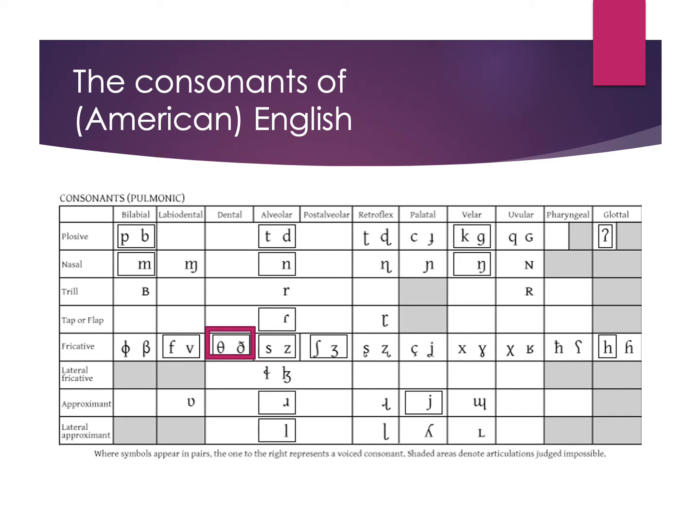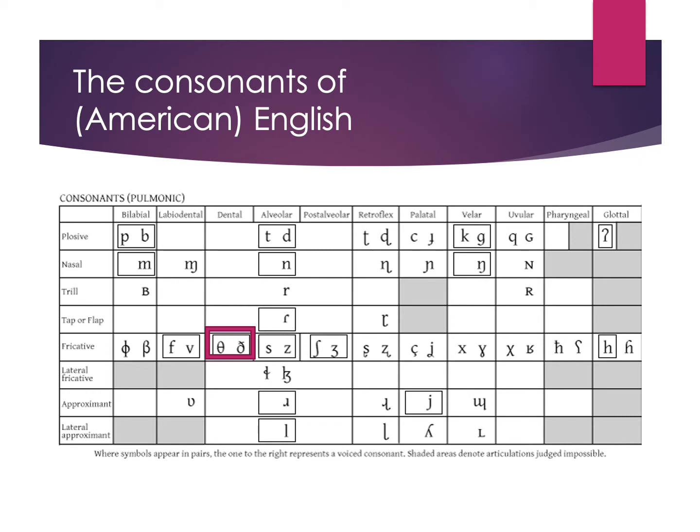We'll recap this in a second, but in this chart, anytime there are two sounds in the same box, the one on the left will always be the voiceless sound, and the one on the right will always be the voiced sound. So that's how you can make that distinction when you see two sounds in the same box.